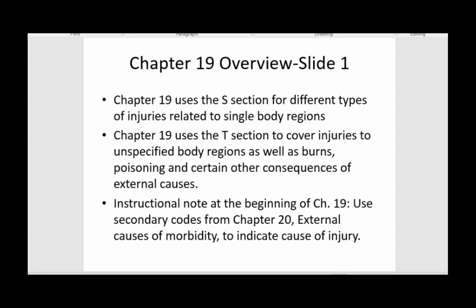There's an instructional note at the beginning of Chapter 19 which tells us to use secondary codes from Chapter 20 to indicate the cause of injury. Those Chapter 20 codes are never the principal. So your injury code is going to be principal and your Chapter 20 external causes is going to be secondary code.